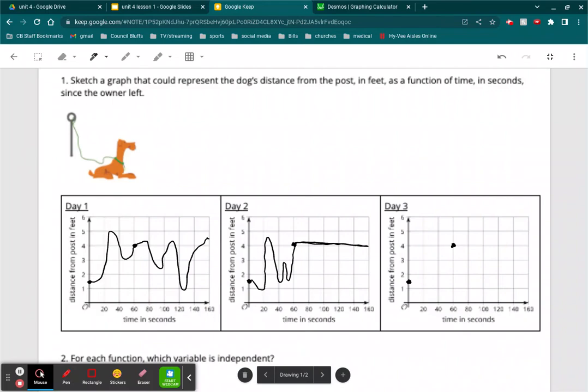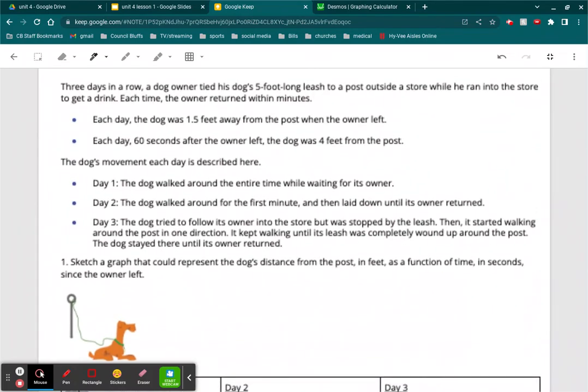All right, let's take a look at day 3. The dog tries to follow its owner into the store, but was stopped by the leash. Then it started walking around the post in one direction. It kept walking until its leash was completely wrapped around the post. The dog stayed there until the owner returned.